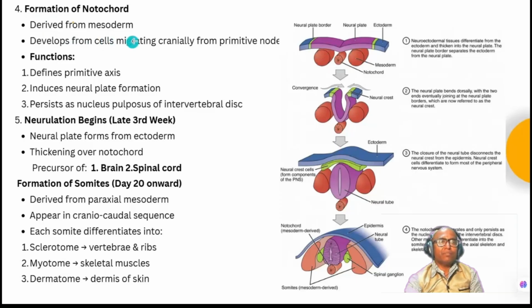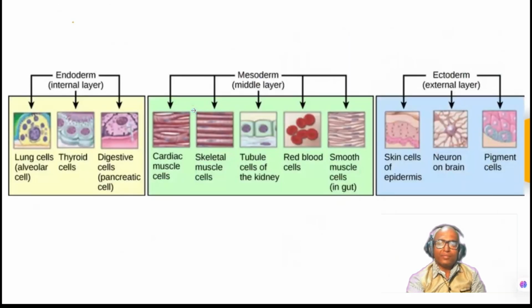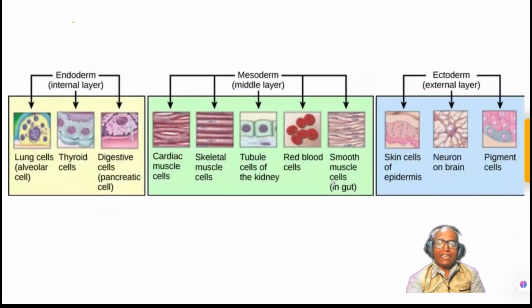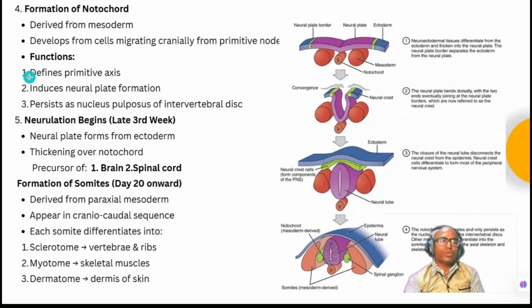It develops from the cells migrating cranially from the primitive node. So there is a migration of the cells from the primitive node, forming the new layer, that is the mesoderm. So this notochord develops from this mesoderm, from the cells which are migrating cranially from the primitive node. Here there will be the primitive node, and cranial to the primitive node these cells will migrate and will form the notochord.